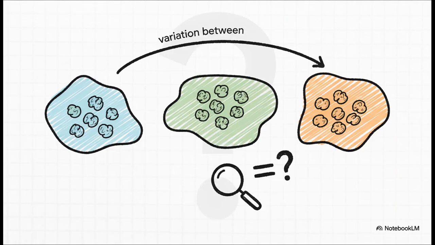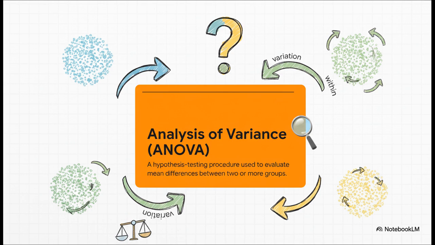So imagine this. You're a researcher, you've got 3 new therapies for anxiety, and you really need to know which one works best. Now, you could compare them 2 at a time, therapy A to therapy B, then B to C. But here's the catch. Every single time you run a test, you increase your risk of getting a false positive. We need a much cleaner way to look at all 3 at the same time. And that better way is ANOVA.